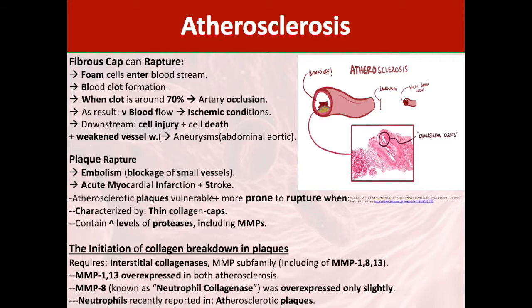Now let's talk about the initiation of collagen breakdown in those atheromatous plaques. It requires interstitial collagenases, which include an MMP subfamily, including MMP1, 8, and 13. MMP1 and 13 are overexpressed in both hyperplastic and hyaline types of atherosclerosis, while MMP8, which is known as neutrophil collagenase, is overexpressed only slightly, while neutrophils were also recently reported in atherosclerotic plaques.